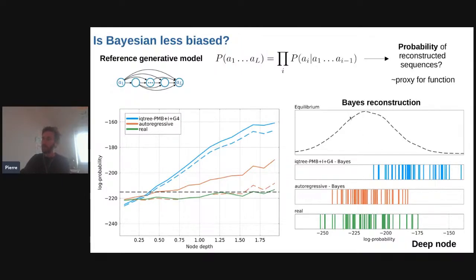And what you can do is Bayesian reconstruction. And here we observe something very interesting that we don't quite know how to explain, which is that if you do Bayesian with the autoregressive model, which is the one that was used for simulation, then you completely remove this bias. So it's the dashed line here. You stay in the range of typical log probabilities of the autoregressive model. Whereas if you do the same using the posterior probabilities that the site-independent model, so IQ3, gives you, you still have this very strong bias.